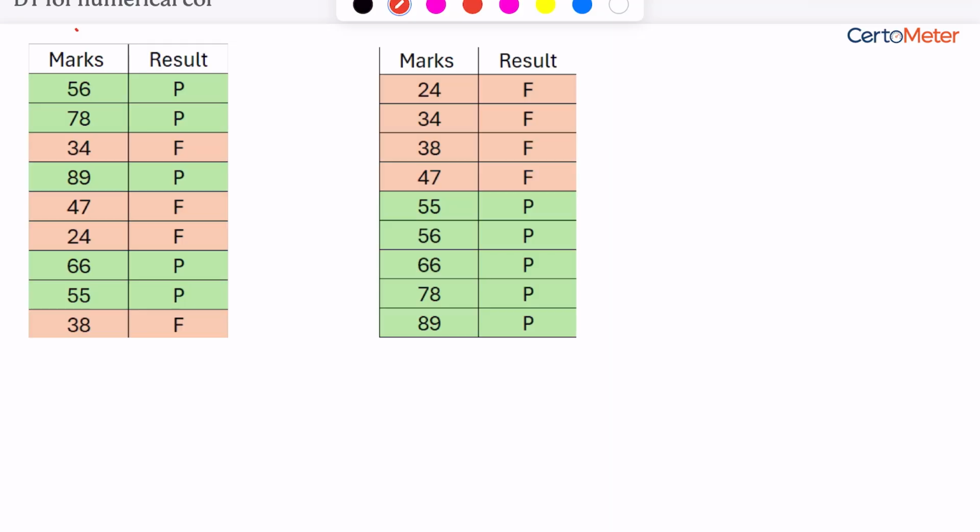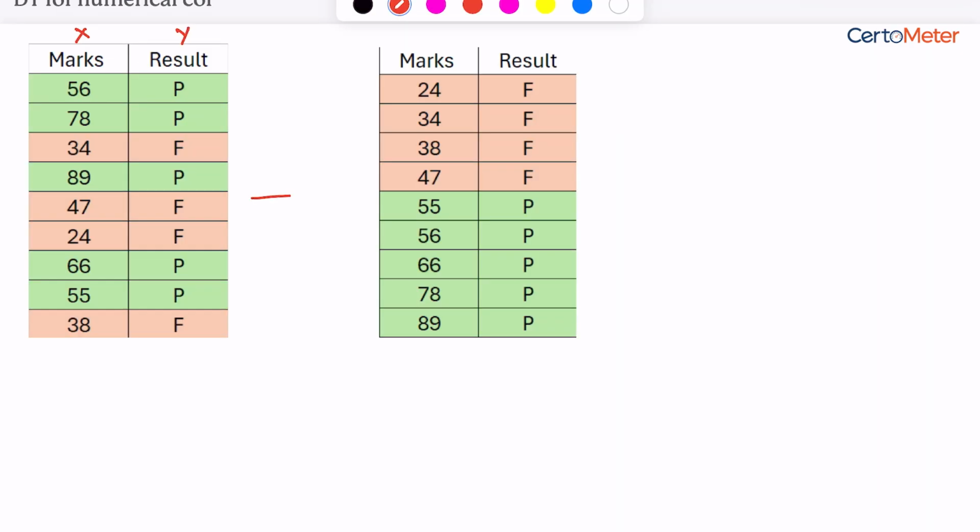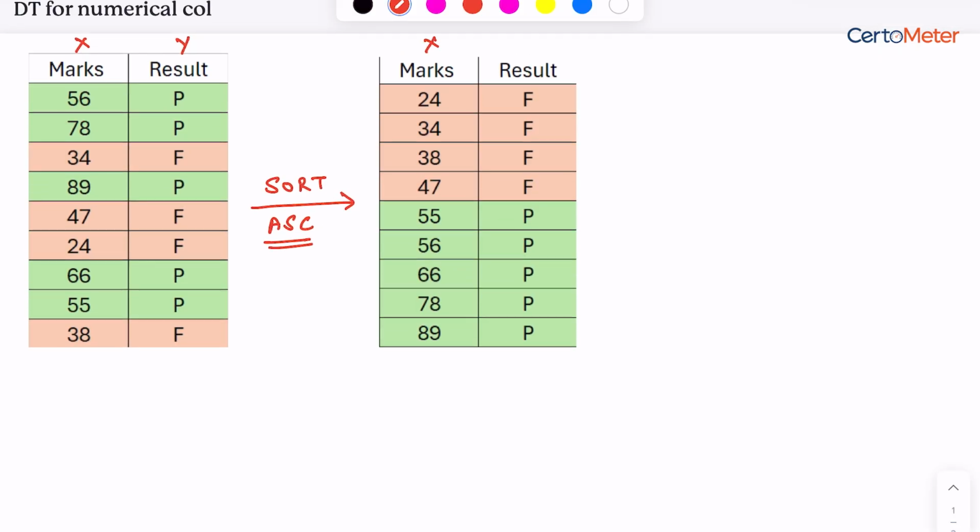So here I have created a numerical column called marks, based on which I want to predict the result of the students. It is a binary classification. So in case I have a numerical column as my X column or my input column, my first step here is to sort the data in ascending order. So I will sort the data based on the X column, or my marks column, in ascending order.